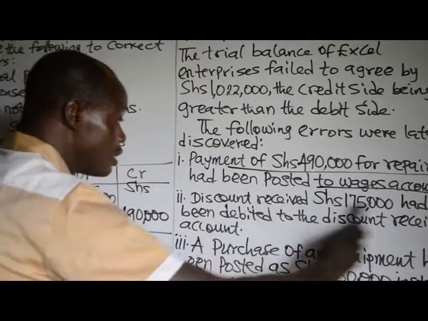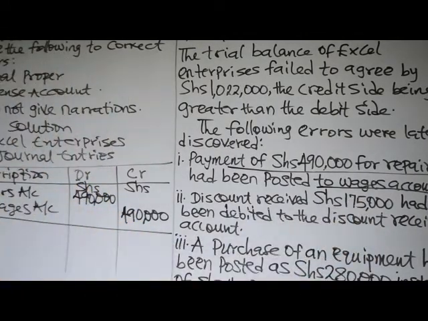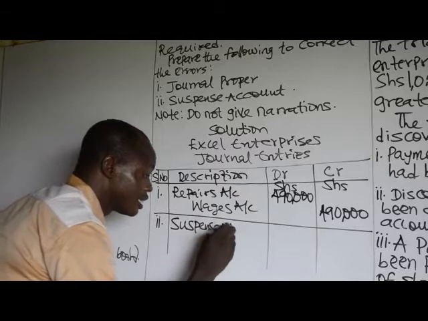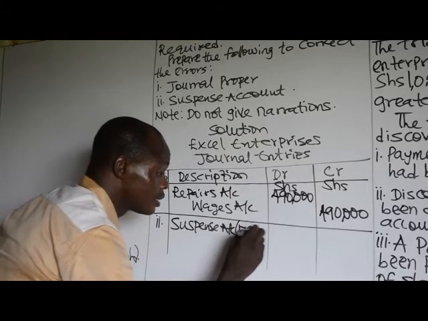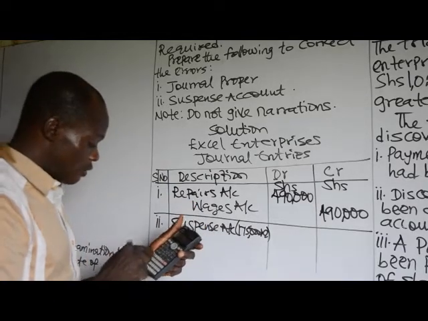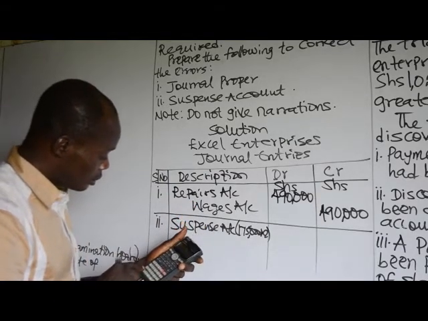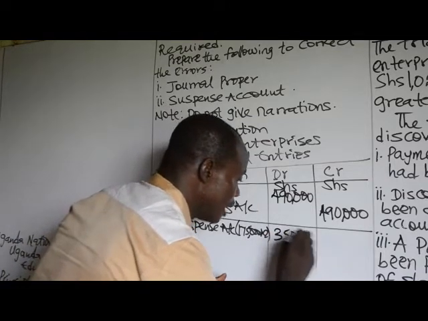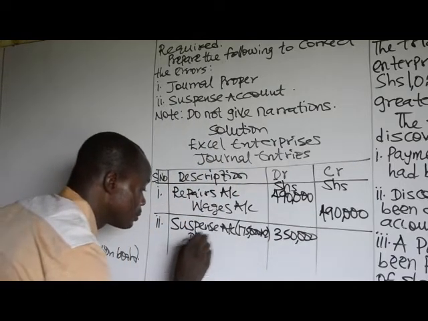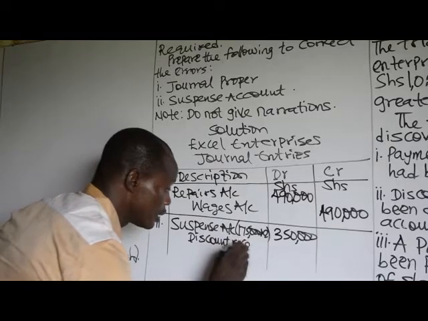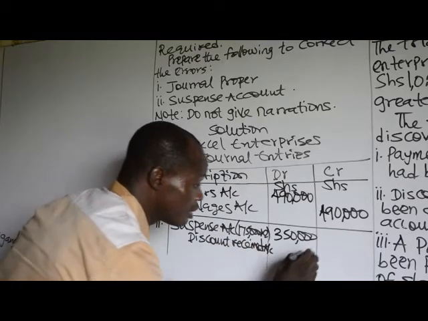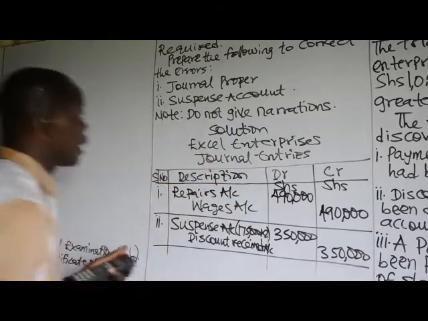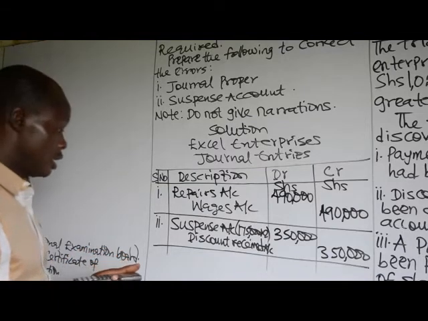So if you credit the discount received account with the times 2 of this, then you are going to debit the suspense account. That is 175,000 times 2. That gives us 350,000. Then you now credit the discount received account with the same amount. That is the 350,000. Remember, you are told not to give narration.